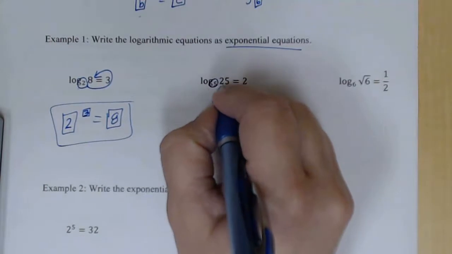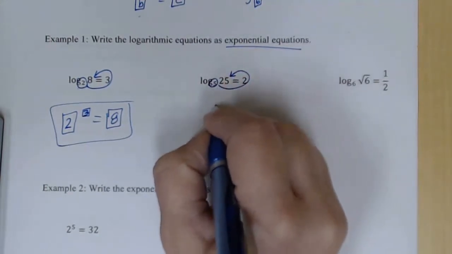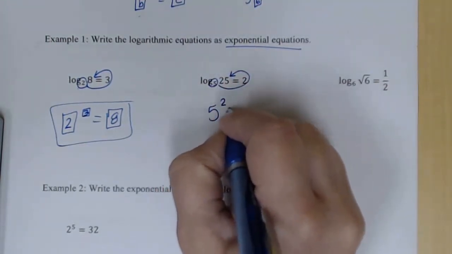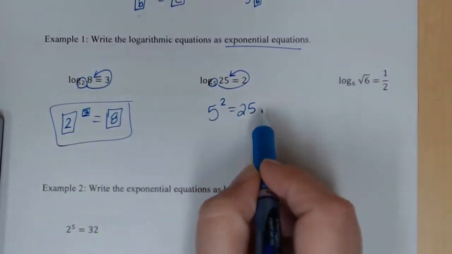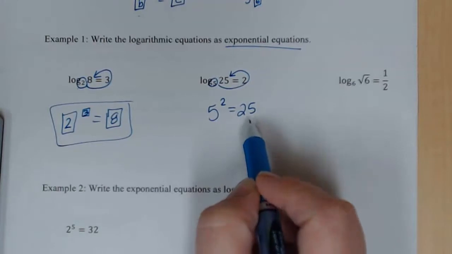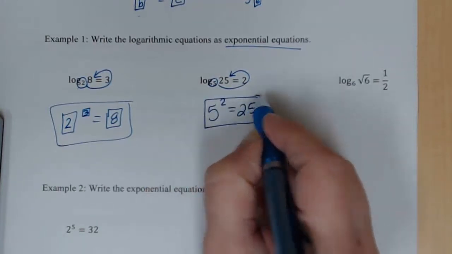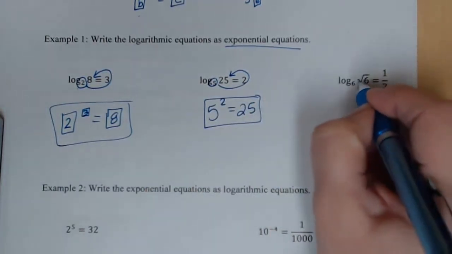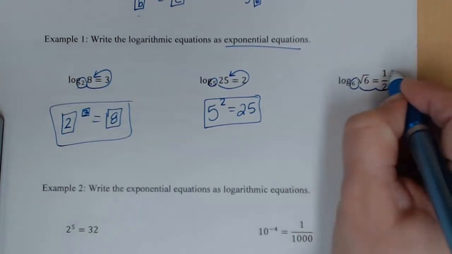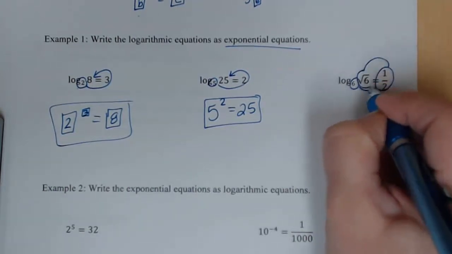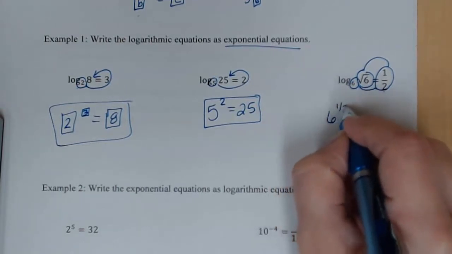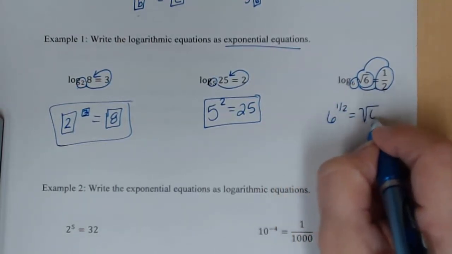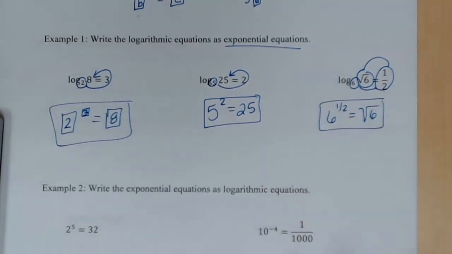So I'm going to do it again. I'm going to start here, loop around. That would mean it would be 5 to the second power is equal to 25. And the good news is when I'm working with numbers, I can see if it makes logical sense. And 5 squared is 25. So all I'm doing is rewriting. Same thing here. 6, I'm going to move to the 1/2, and then I'm going to move to the square root. So I want to make sure I keep those groupings. So it would be 6 to the 1/2 is equal to the square root of 6. And again, that makes sense.